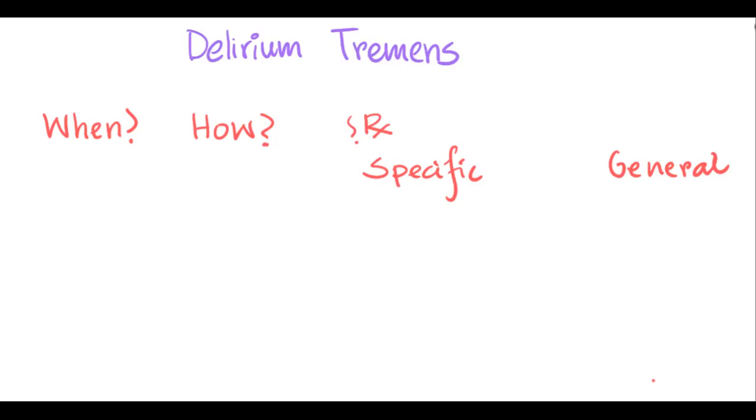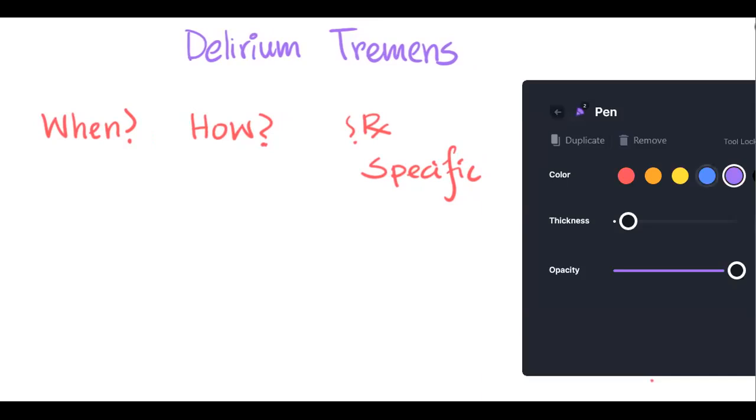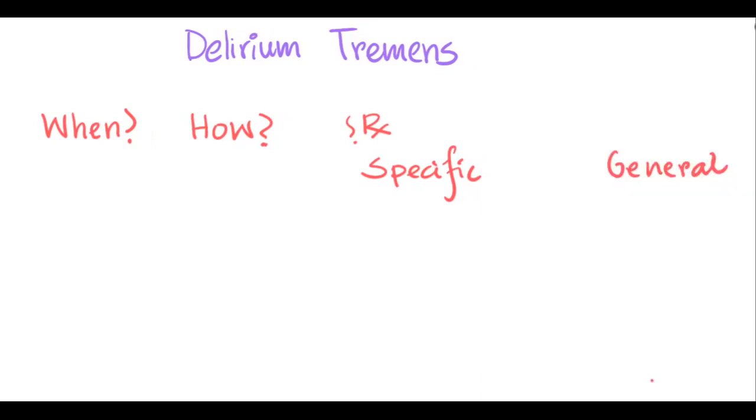About delirium tremens. Delirium tremens. When does it present? How does it present? What's the treatment? So, when does delirium tremens occur?